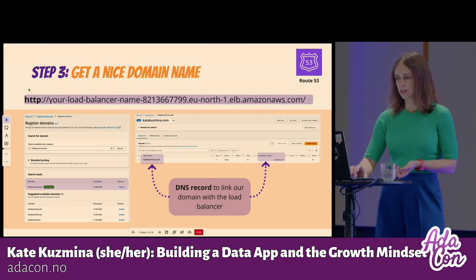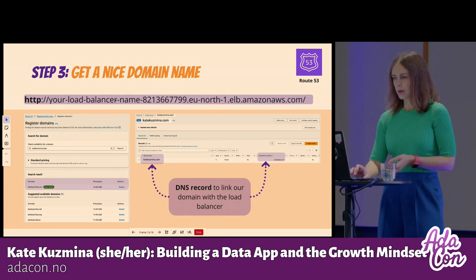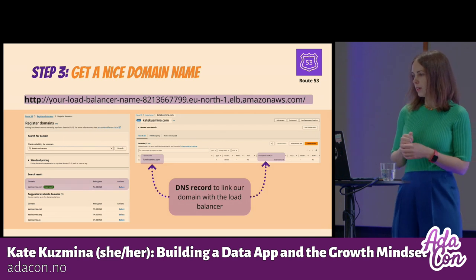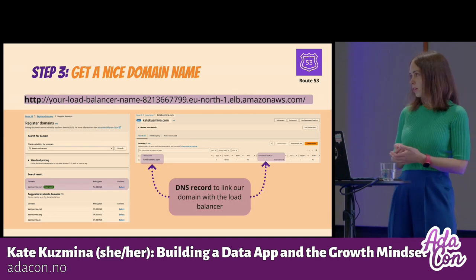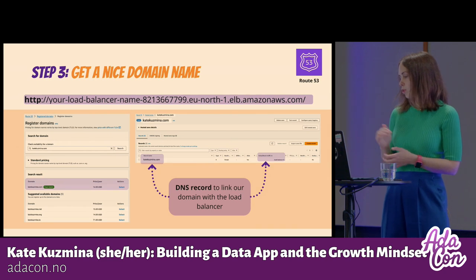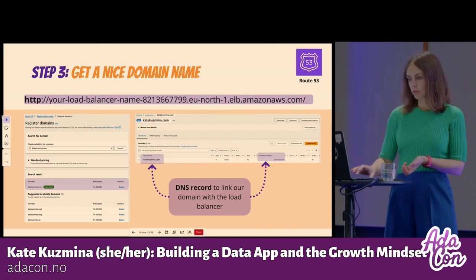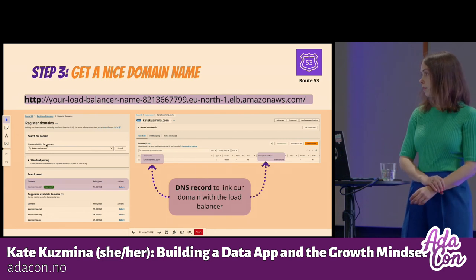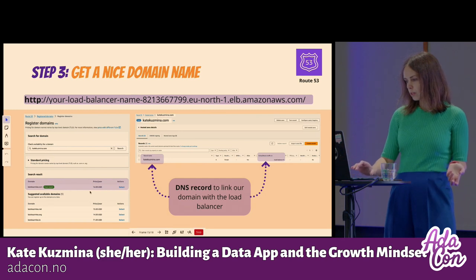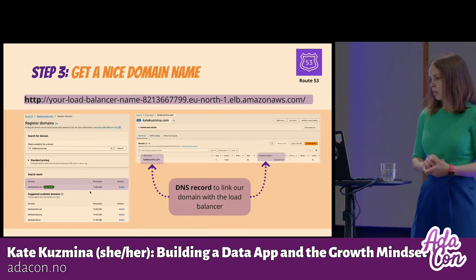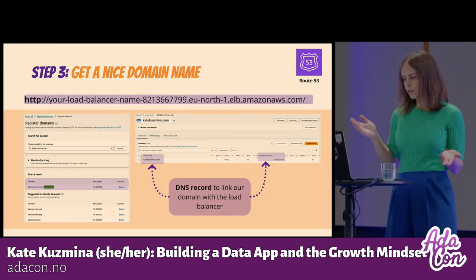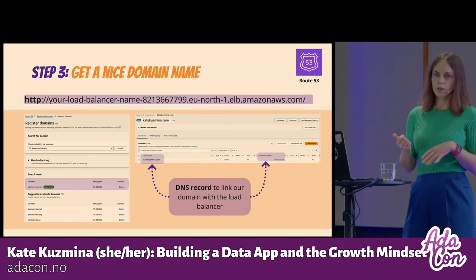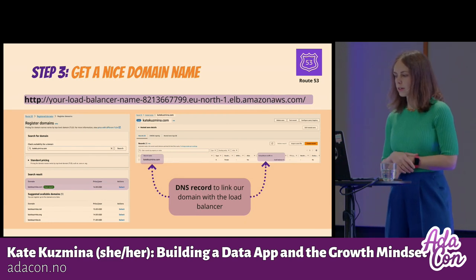You can see that it's HTTP, that is not perfect. And the link doesn't look very nice, so it would be better to have a nice domain name. Actually, you can get it from a service called Route 53. I checked yesterday, katekuzmina.com, and this domain name is available, and I can get it for 14 American dollars per year. So let's say I decided to go for it. You can choose another domain name, and you will get a notification on your email that this is your domain name. Great, you got it.